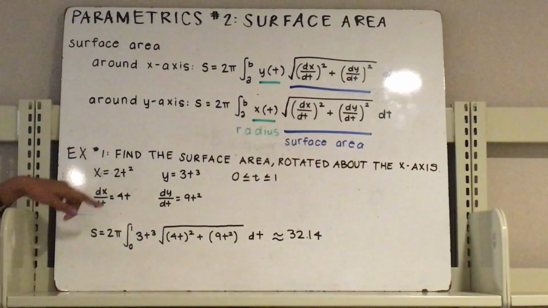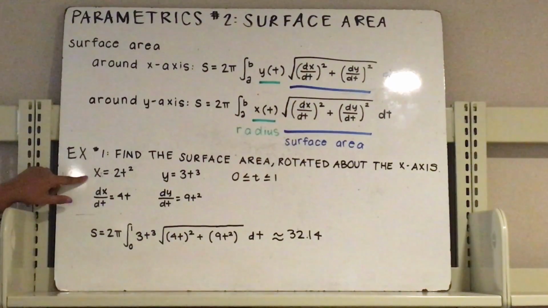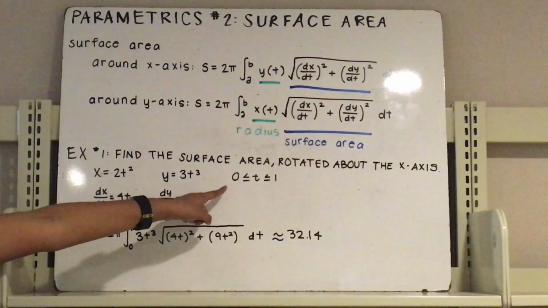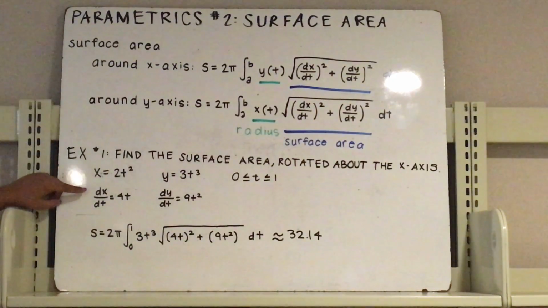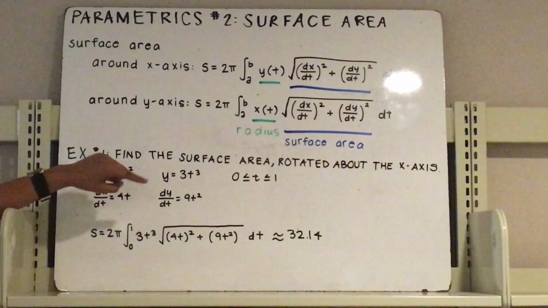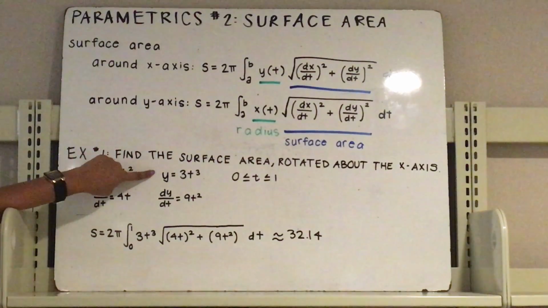Example 1 says find the surface area rotated around the x-axis, and they've given you x equals 2t squared, y equals 3t cubed, and it's on the interval 0 to 1. If you find the derivative, so dx/dt equals 4t, and dy/dt equals 9t squared, because it's being rotated about the x-axis, you want to make sure to keep this y formula in mind.